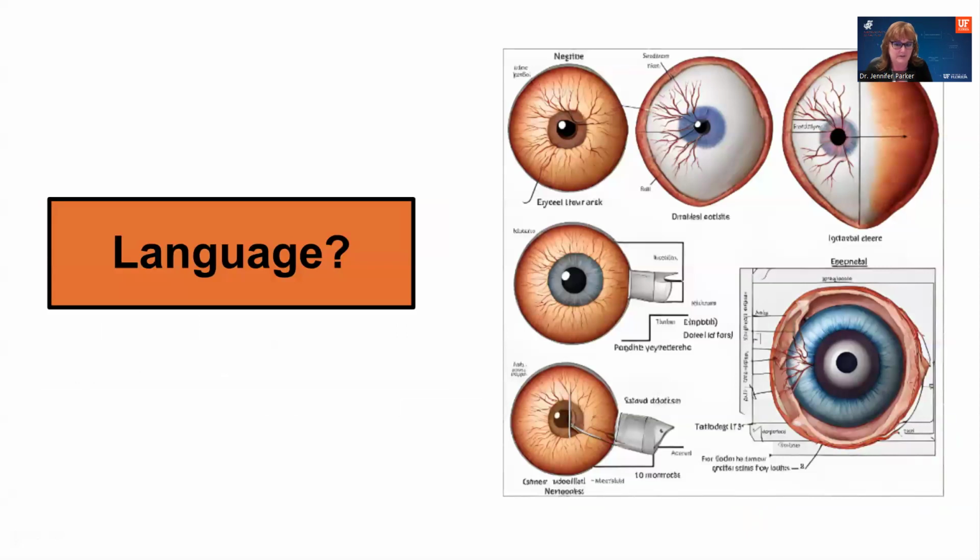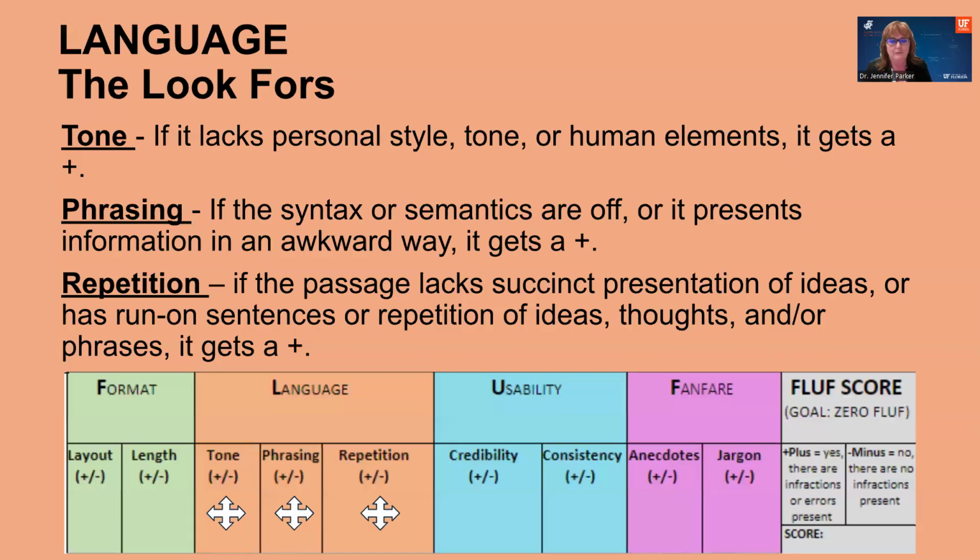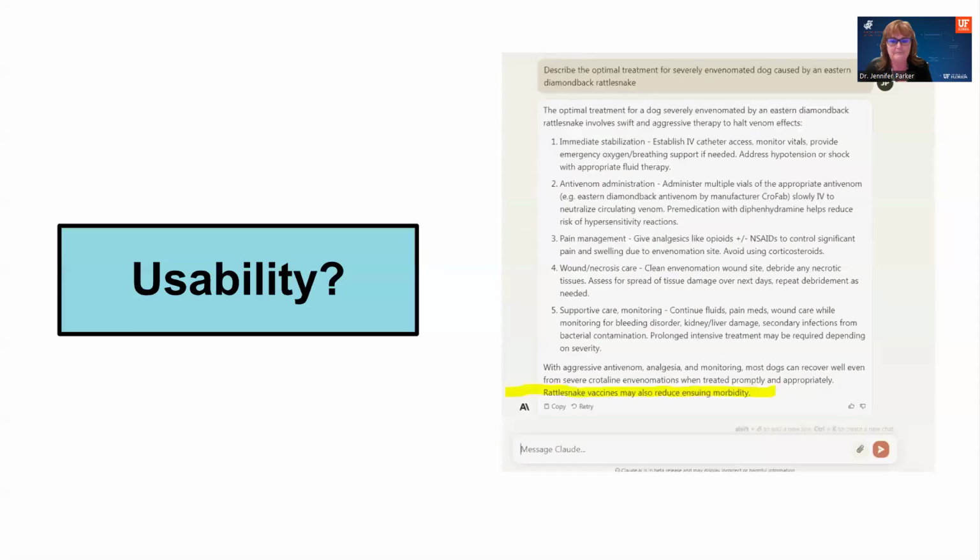Next, let's move to language. L is for language. And sometimes the layout could use a little tweaking. For example, the language, the labeling, it really needs to be in appropriate language. And with language, you're going to look at the overall language, like tone, phrasing, repetition. Maybe there's syntax or semantic errors. Maybe the presentation of ideas just keeps being repetitive to build word count. So look for language infractions and score it a plus if you find them.